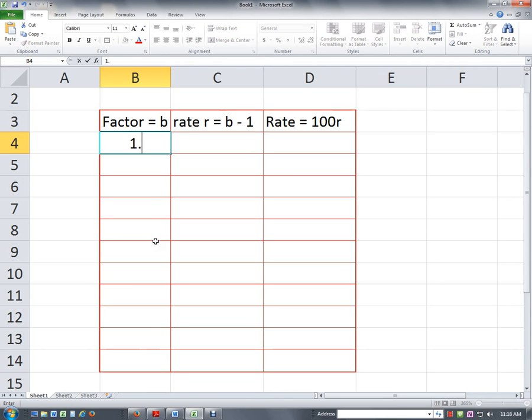Let's say you have a factor of 1.23. To calculate the rate, it's very simple. I subtract 1 from my factor. Well, 1.23 minus 1, I can do that in my head, is 0.23. This is called the little r, I should put a big R over here, for the rate, because it's in decimal form. As a percentage, it's the same number.